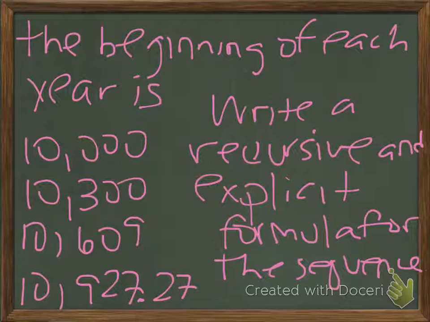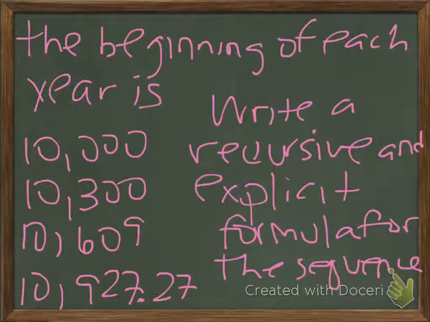So the account balance at the beginning of each year is going to be the list here: $10,000, $10,300, $10,609, and $10,927.27. So we're going to use that sequence to write a recursive and explicit formula. Now, the recursive formula is going to come from the setup that we've been using. The explicit formula is going to be more of the algebraic sequence setup.